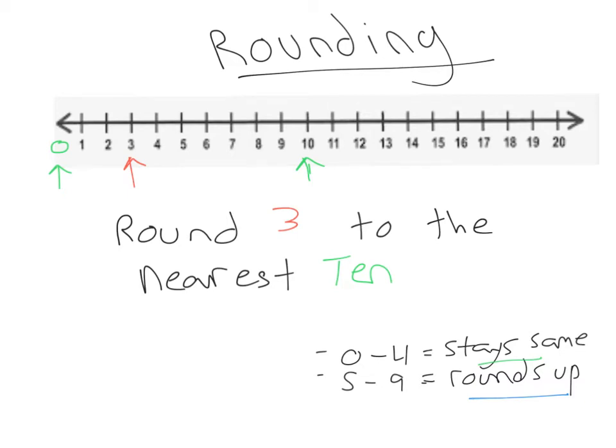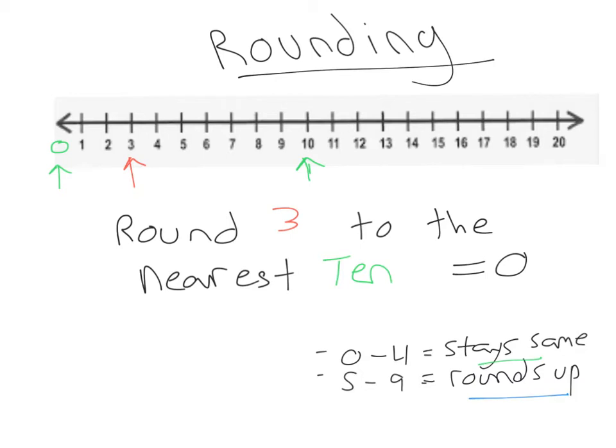Now, if you were answering a math question in class, yes, the answer to this question would be 3 rounded to the nearest 10 is 0. But if you're out at the store and you're trying to figure out a price, you probably don't want to round your answers to 0.